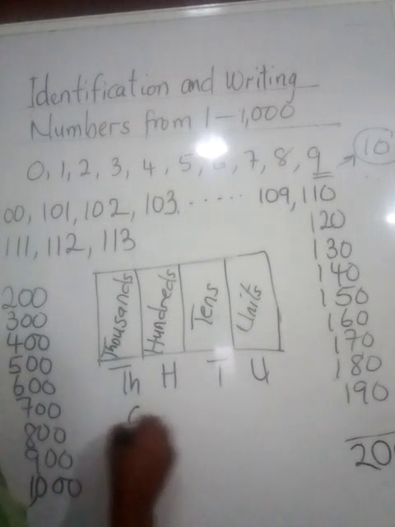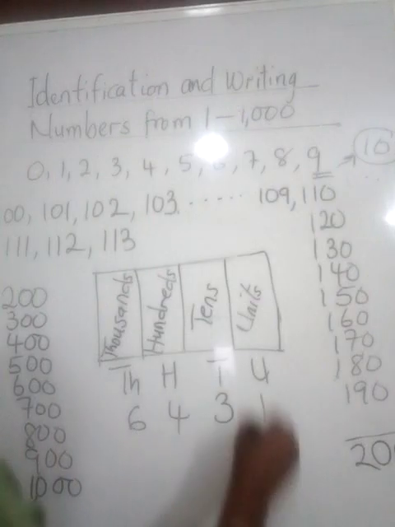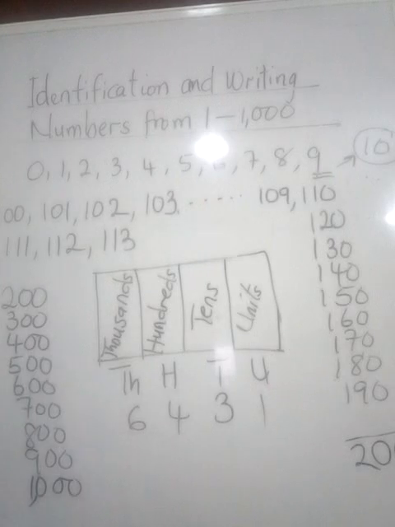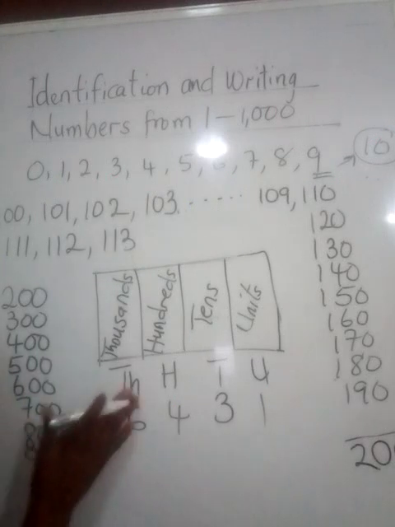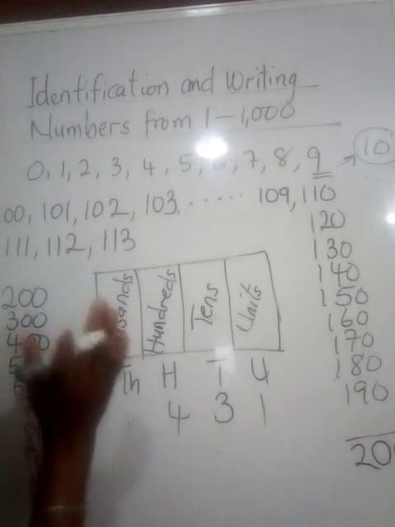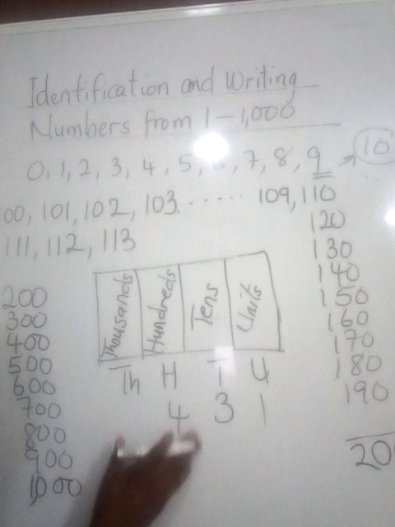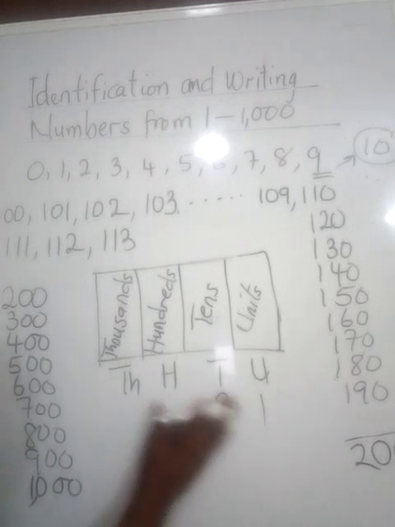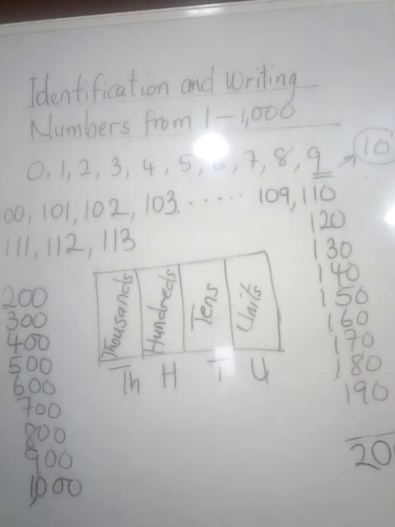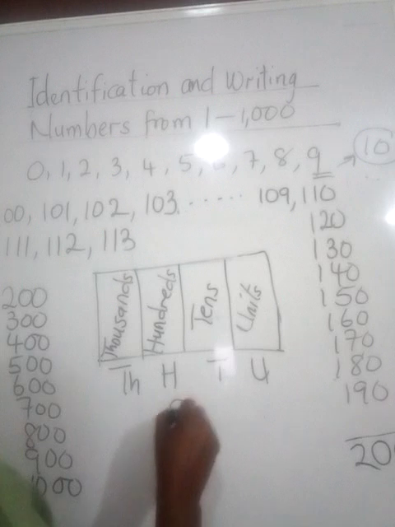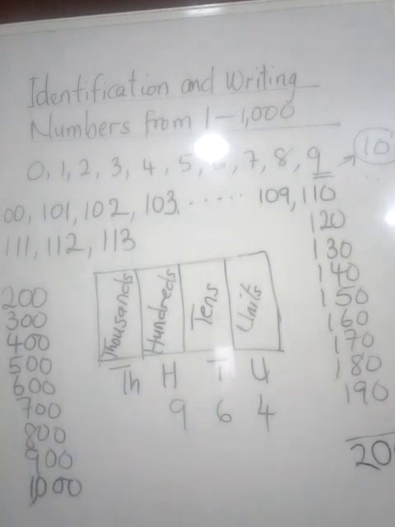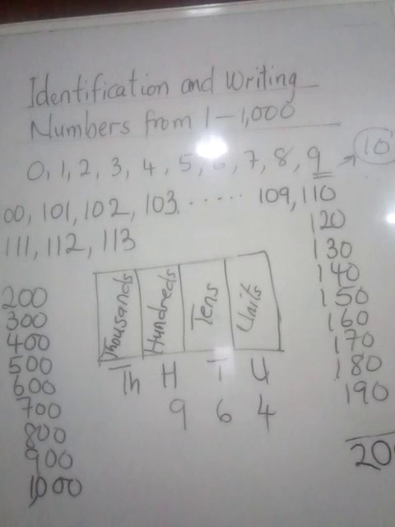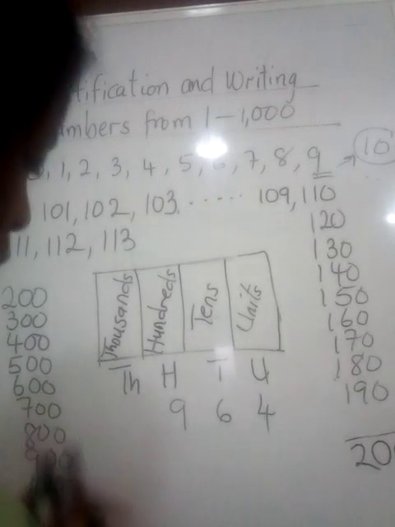Let's see, 6, 4, 3, 1. Okay, so this is a number, and we are asked to name this number. Okay, sorry. We don't want to exceed 1,000, right? Yeah, we don't want to exceed 1,000. So let's write 964. Okay, we're writing 964. Let's see what it gives us.